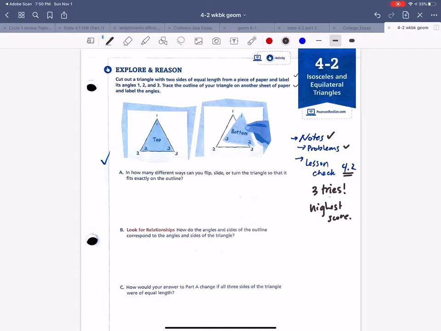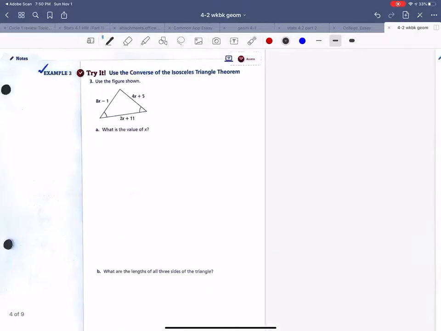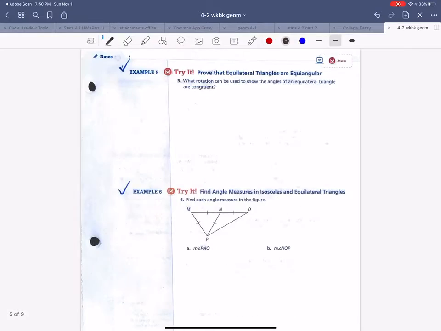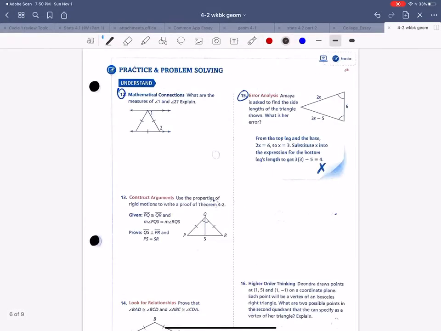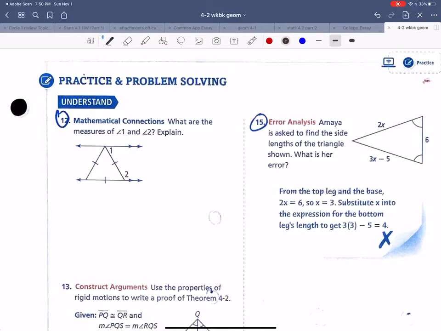Okay, so we took notes on these examples 1 through 6. And we're going to use those to answer these questions. Okay, so question 12 states, mathematical connections, what are the measures of angles 1 and 2? So let's take a look.